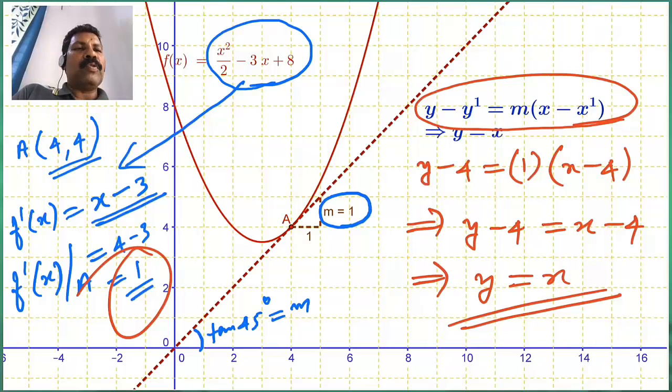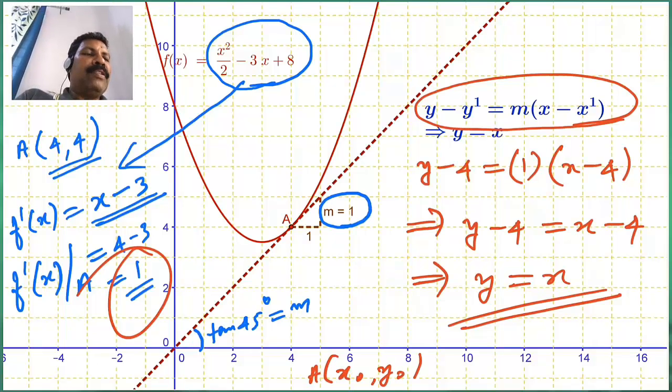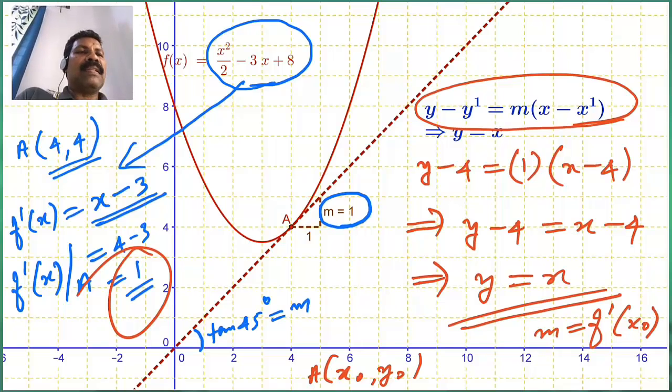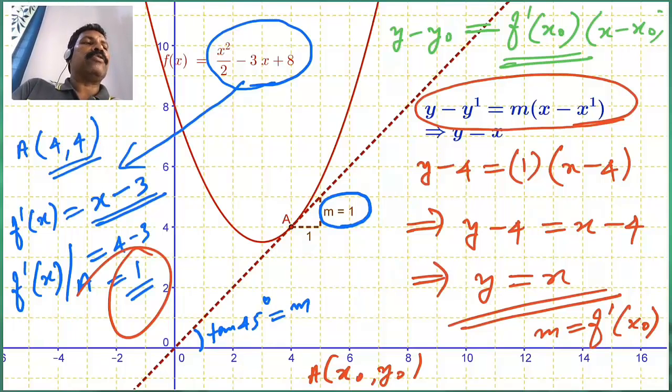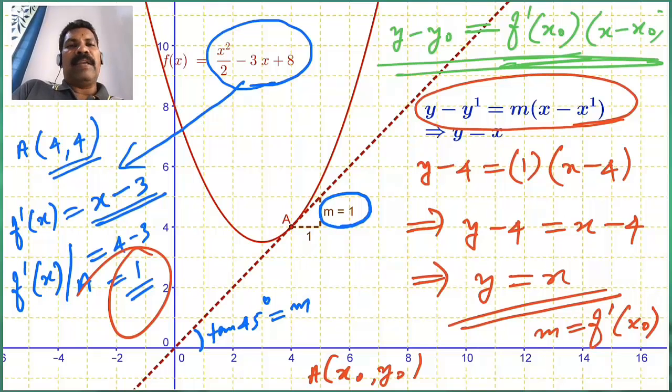And if you choose a particular point, say capital A, in general form, that is x naught, y naught, then you see what is the slope. Then slope could be written as f dash x naught. In such a way, the equation of the tangent could be written as y minus y naught is equal to f dash x naught, why f dash x naught, that is the slope, into x minus x naught.